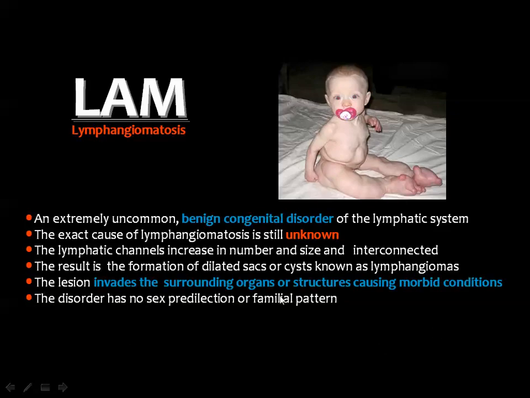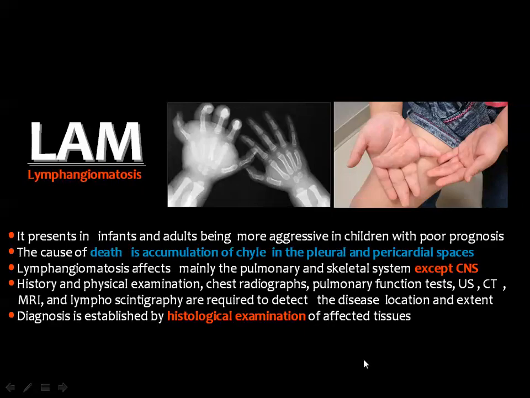The lesion can invade the surrounding organs, causing morbid conditions. And the disorder has no sex predilection. And if you see here, this hand and fingers are significantly enlarged compared to the opposite one. This lesion may present in infants and adults, but it's more aggressive in children with poor prognosis. The death is usually a complication of accumulation of chyle in the pleural or pericardial space.